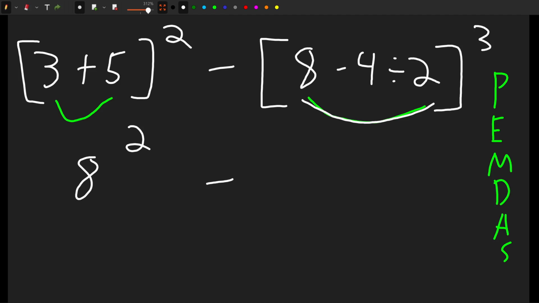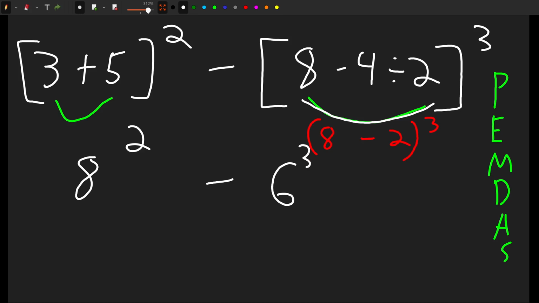So that means we can't do the subtraction first. We can't do 8 minus 4. Instead, we need to do 4 divided by 2 first. So 4 divided by 2 is 2. And so I'm going to have 8 minus 2 cubed. I'm going to do this a little bit haphazardly. 8 minus 2 then is now 6. And so I'm going to have 6 cubed.